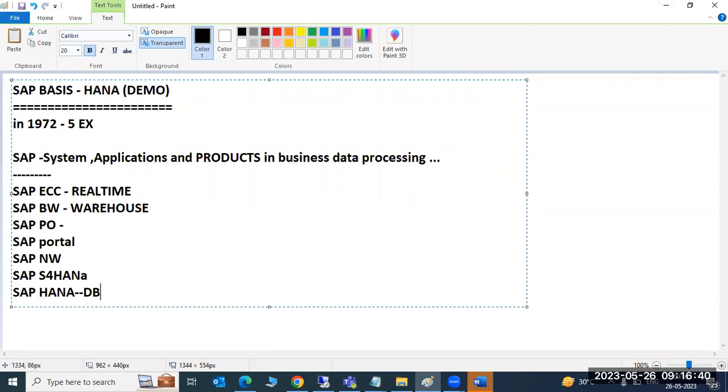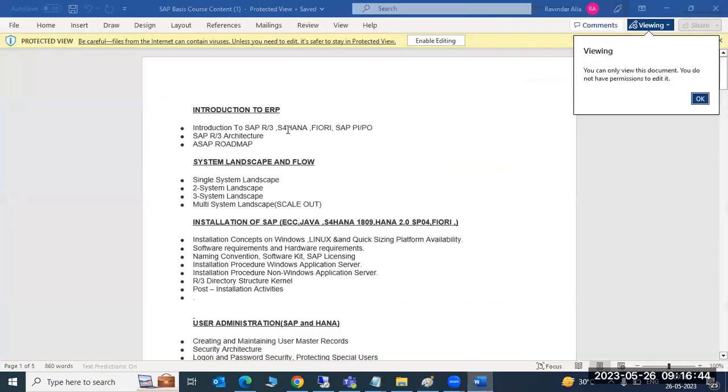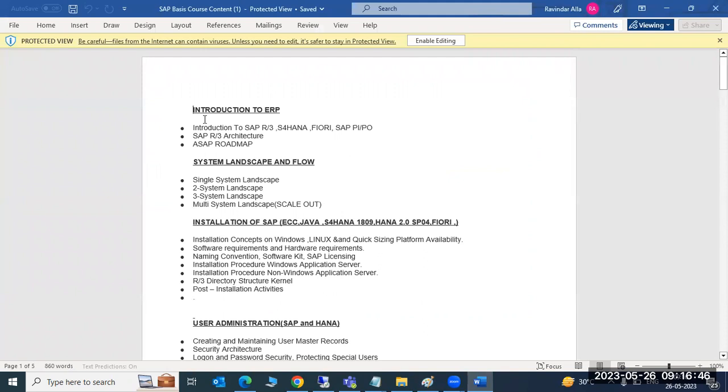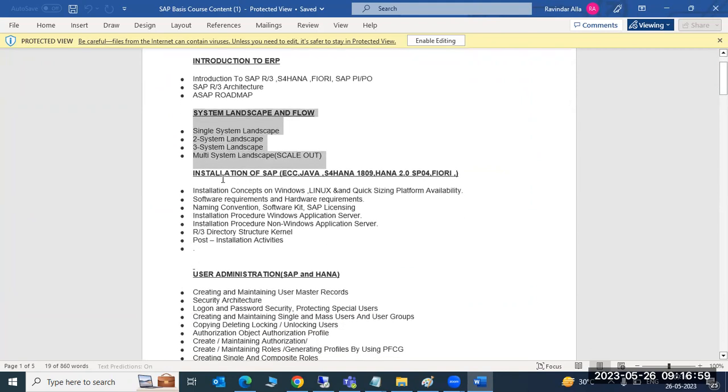As part of this course, we are going to cover the introduction, a normal introduction, and also R/3 and SAP versions. We will discuss landscape related information and also installation. If you want to use SAP, what installations we have to perform, that installation we will perform.